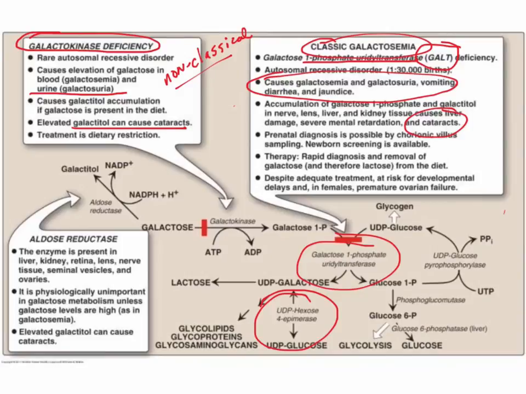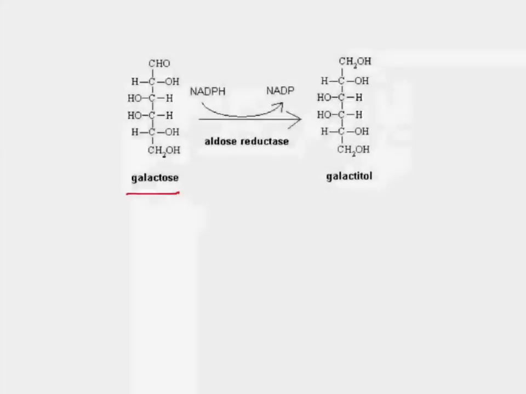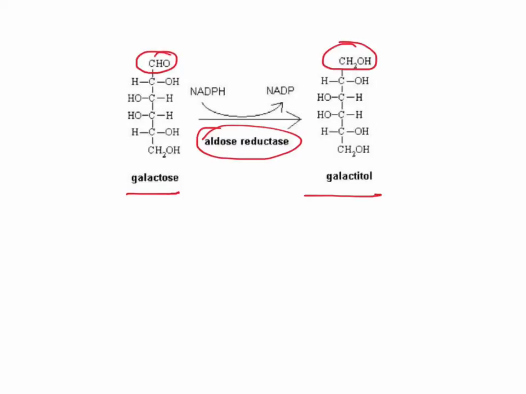In both classical and non-classical galactosemia, levels of galactose become elevated in the blood, and cataracts can result when galactose is converted to galactitol. The enzyme that does this is aldose reductase. Aldose reductase converts sugars, particularly aldohexoses, from an aldehyde form to an alcohol form by reduction using NADPH.